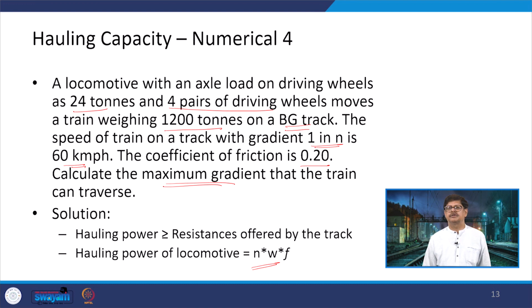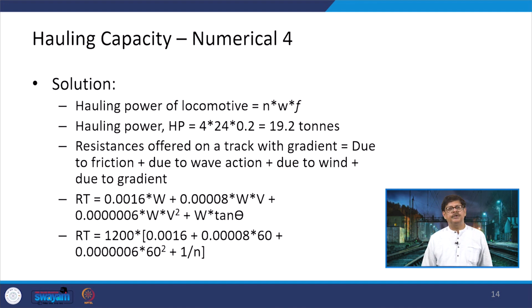So, with the same concept, first of all, let us calculate the hauling power of the locomotive by using the formula N into W into F. Here, N is given this time as 4, W has changed, it has been given as 24, F has remained same as 0.2. So, the overall value instead of 13.2 has changed to 19.2 tons. So, the hauling power of the locomotive has increased here.